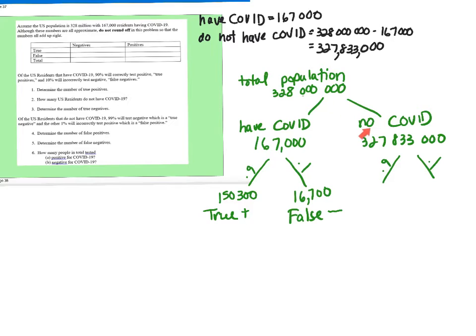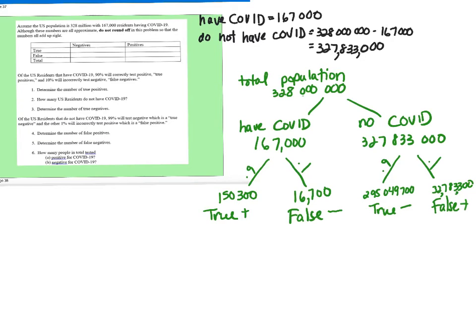Moving over to the nope, we don't have COVID group, this is the remainder. Take 90% of them and 10% of them. The 90% are identified as the true negatives, as in they're told that they don't have it and they belong to that group, and the false, because they're part of the 10%. Now they're supposed to be part of the we don't have COVID group, but they're told wrong answers. So the false part of not having COVID is, hey, you have COVID.